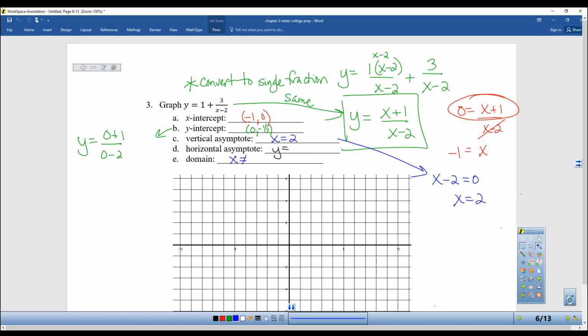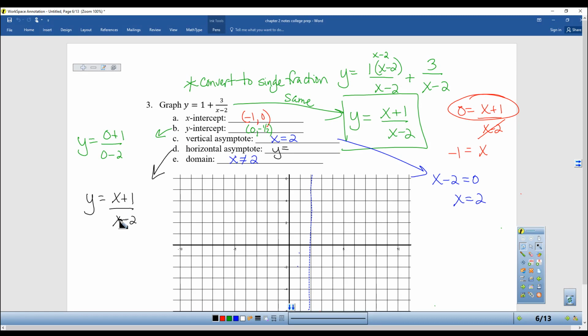Which means there's a vertical asymptote at 2, that means that's the one number that x is never going to be. This graph is going to go all around it, but it's never actually going to have a single point on that vertical asymptote.